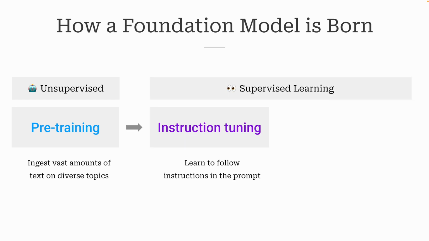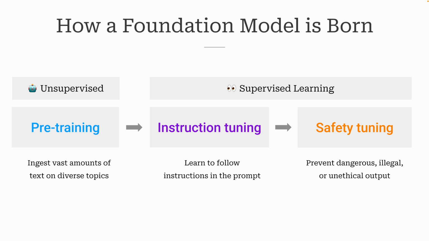But then comes instruction tuning. This is how you take a base model that's been pre-trained and turn it into something like ChatGPT, where you can tell it what you want it to do, and it will actually treat what you tell it as instructions instead of just treating it as some text that it needs to predict what would follow that text. After instruction tuning, then you also have this step where they make the model safer. They try to prevent it from giving dangerous, illegal, or unethical output.